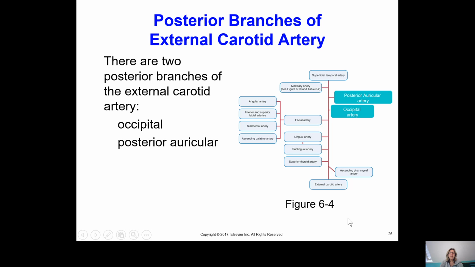Now the posterior branches of the external carotid artery. There are two posterior branches of the external carotid. We have your occipital and your posterior auricular. So if you think of the carotid artery, your anterior is going to be toward your face, posterior is going to go back. So if it goes back, you've got your occipital and posterior auricular. Your auricle is your ear. So posterior auricular would be behind or the posterior of the ear area. So it's just these two areas right here.